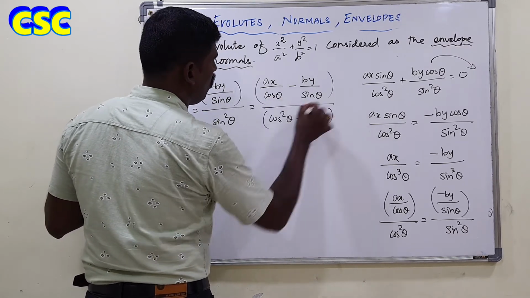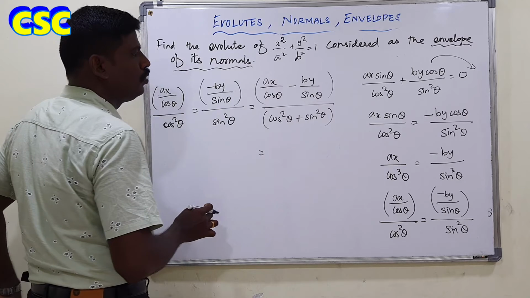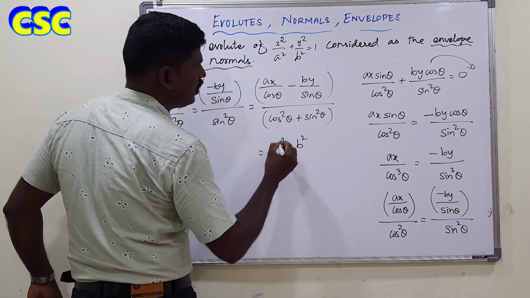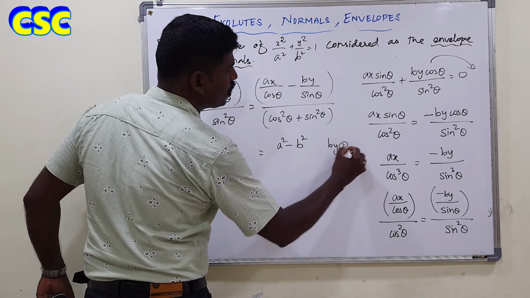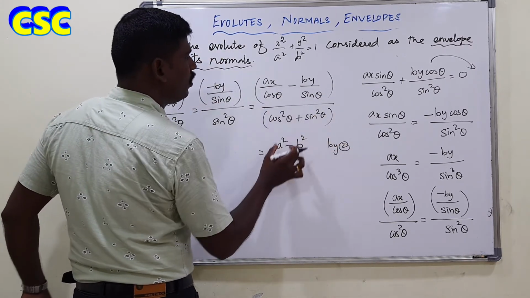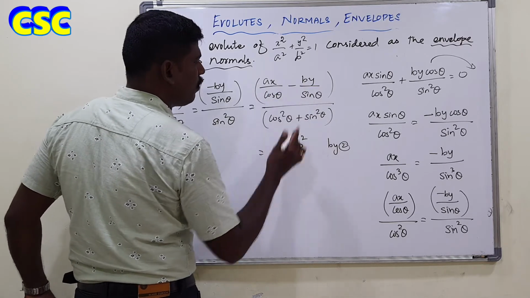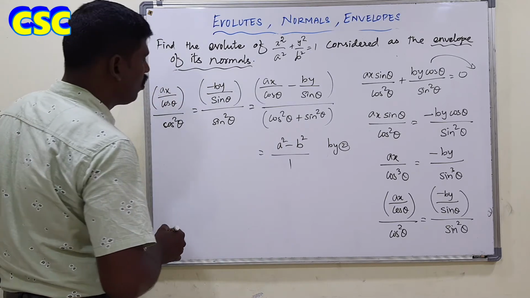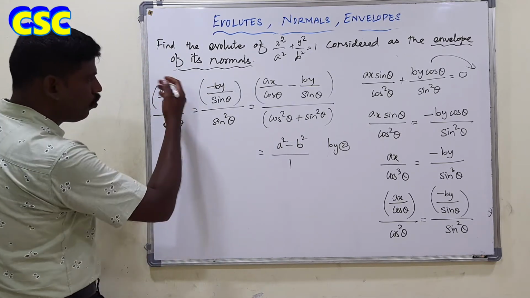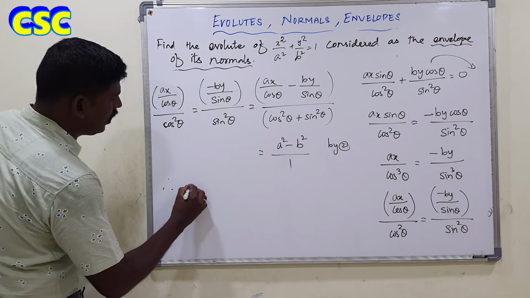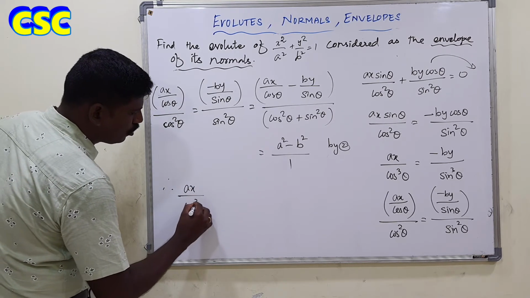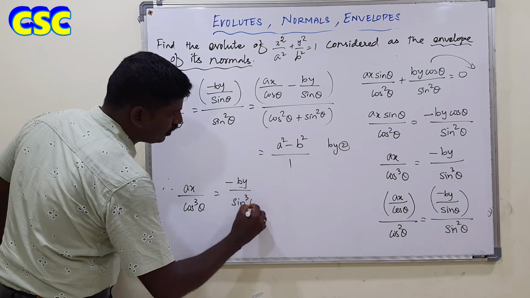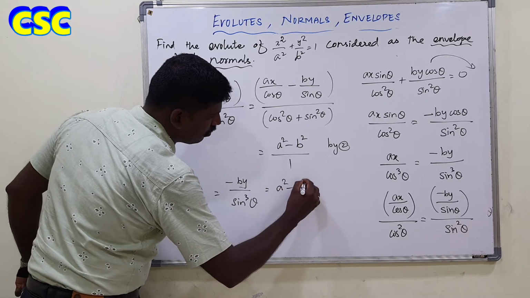Okay. So what is this value by 2? This is the value of a square minus b square, isn't it? By equation 2, this is the value of a square minus b square. By the trigonometrical identity, cos square theta plus sin square theta equal to 1. Therefore, I read it once again: ax by cos cube theta equal to minus by by sin cube theta equal to a square minus b square.